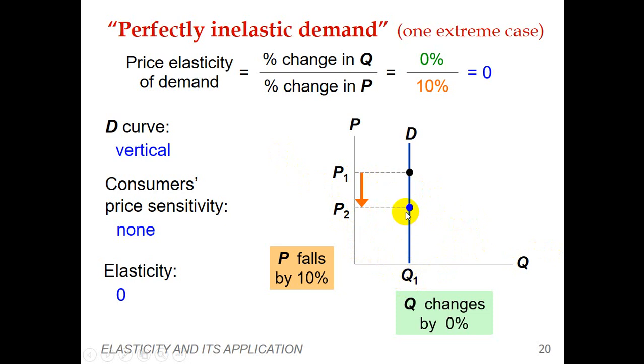There is no change in the behavior of the consumer. In the opposite direction, if the price is P2 and it is increased to P1, the demand for salt remains the same.